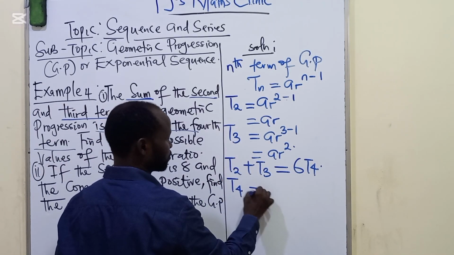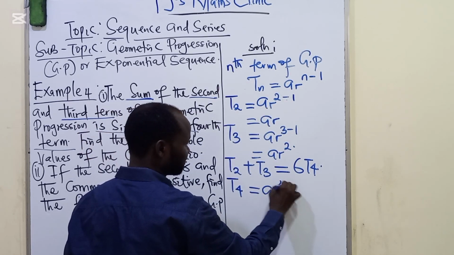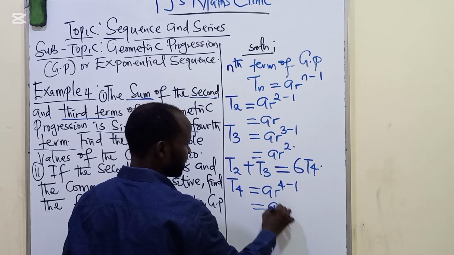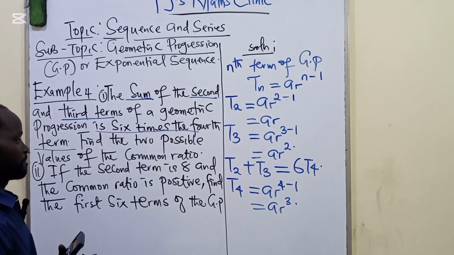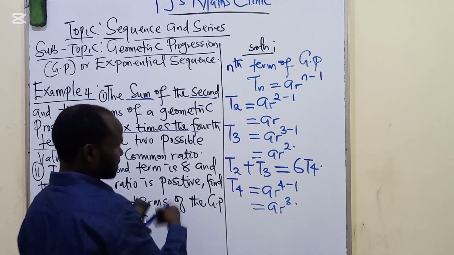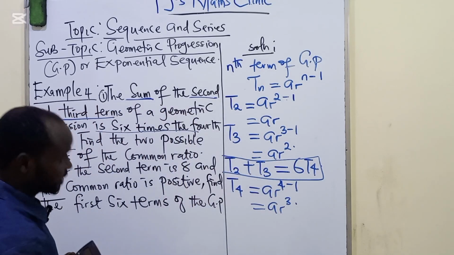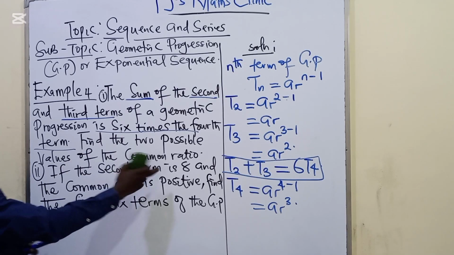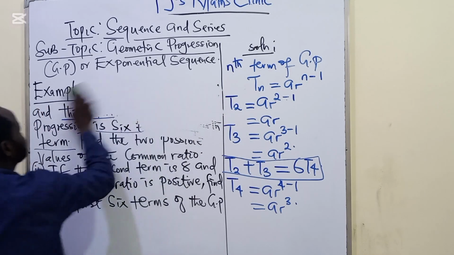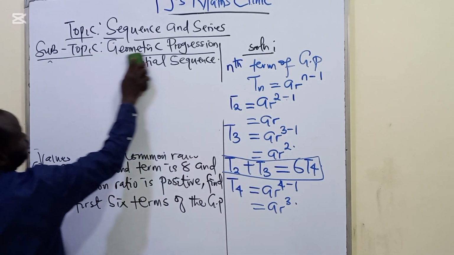T4 will be equal to, we substitute n equals 4 into this. That will be AR to the power 4 minus 1, that will be AR cubed. So T4 is AR cubed. We'll use this interpretation to find the common ratio as well as the first term. Very important. But the question says, find the possible values of the common ratio. Let's see how we can find the possible values of the common ratio.